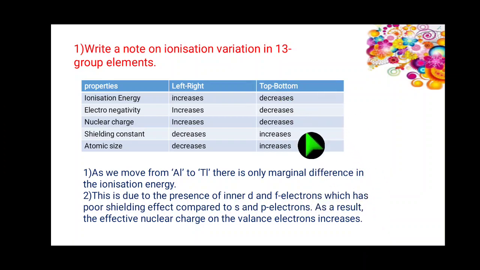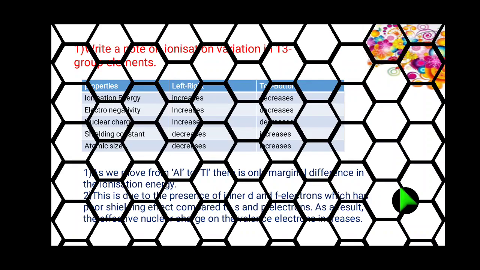Usually it decreases, but in this place, from aluminum to thallium, ionization energy increases. It is very important. 3 more questions. Let us move to the second question.